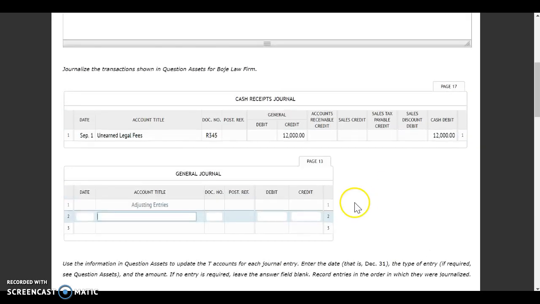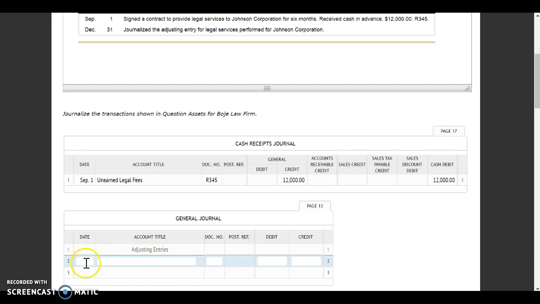And we're going to look at our adjusting entries part. So I'm looking at December 31st as our date. Okay, so remember in the lecture, we need to figure out how much was each month. So we need to look at this part up here. We received $12,000, and we received that for 6 months of work. So 12,000 divided by 6. That means each month of work was $2,000.